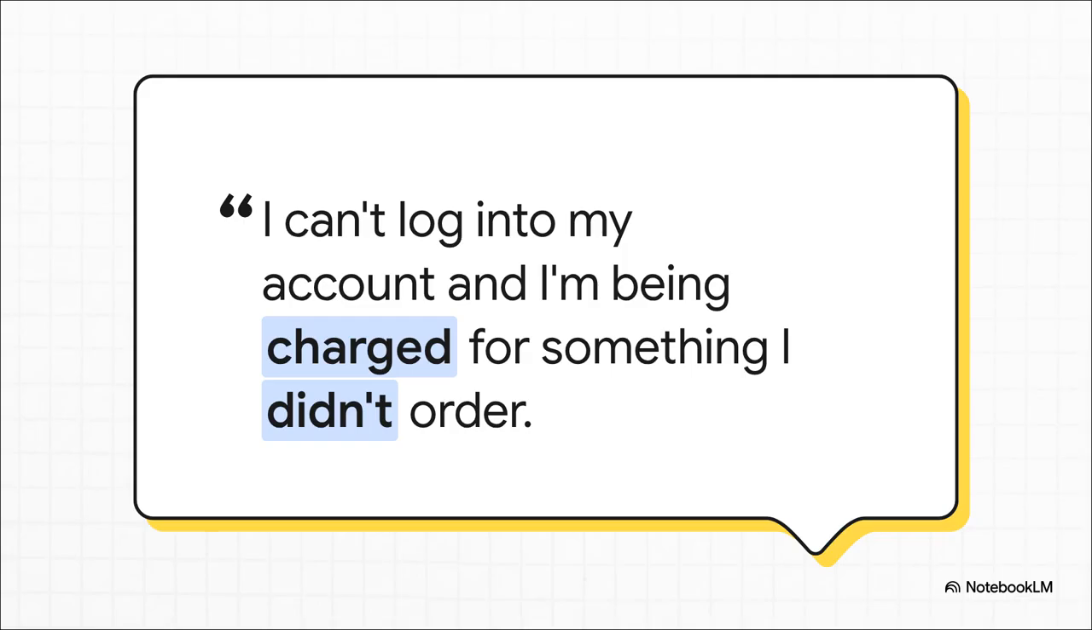Let's use a real-world test case. A user sends this in. Now, this is tricky, right? Because it's actually 2 distinct problems rolled into one, a technical login issue and a separate billing issue. So how would our well-routed AI handle this?